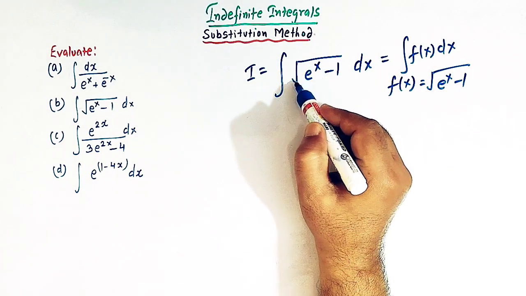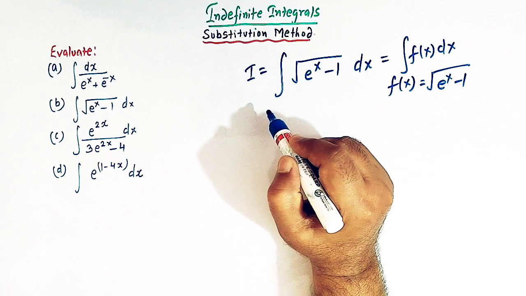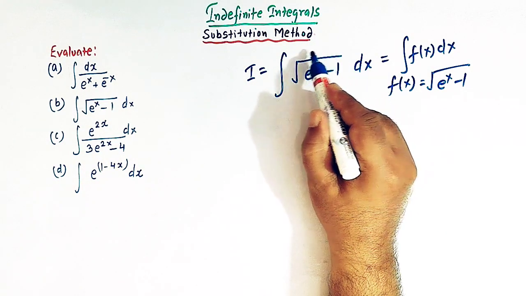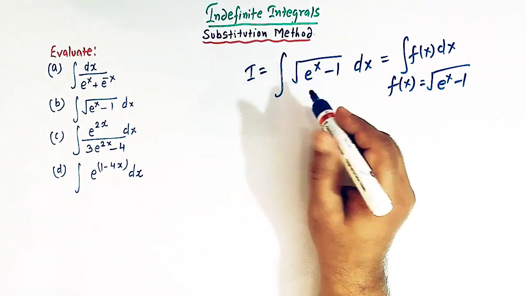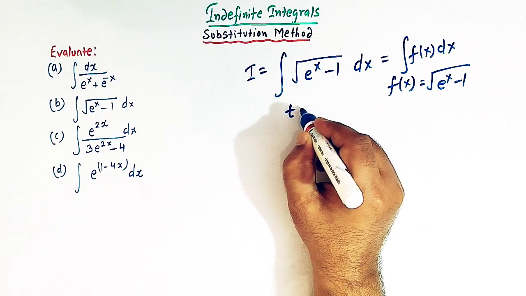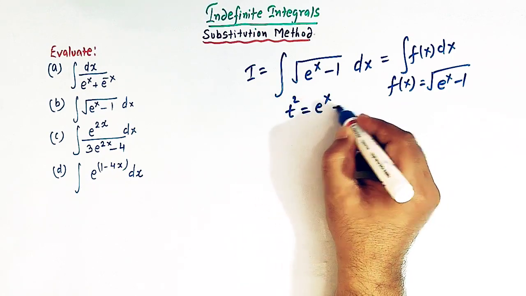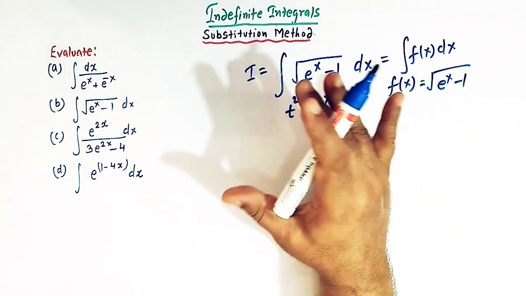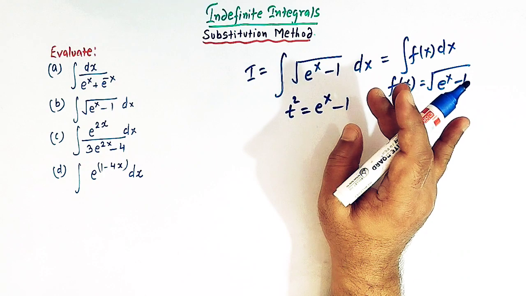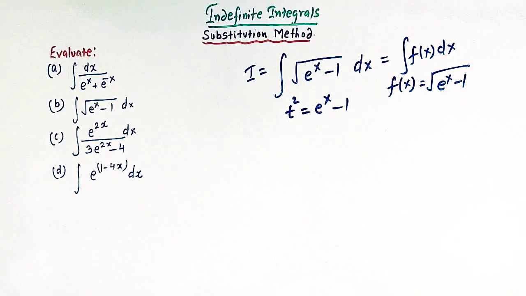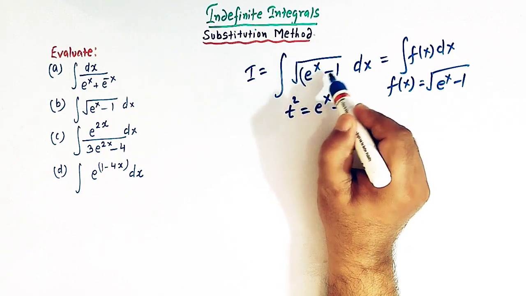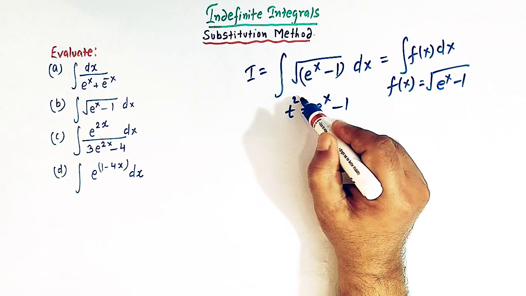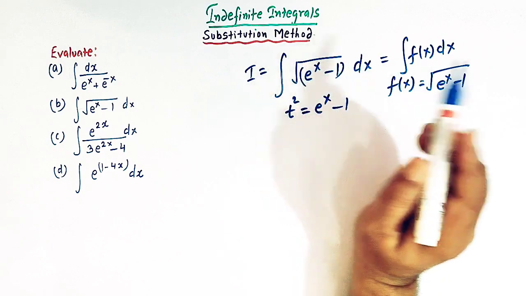Now see here, we have a square root sign. So first our aim is to get rid of this square root sign, right? So we'll introduce a variable t such that t square is equal to e raised to x minus 1, right? So viewers, while applying the substitution method, sometimes we have to make some important guesswork. So here we have assumed this quantity which is inside the square root sign as t square, so that we can get rid of this square root sign, right?